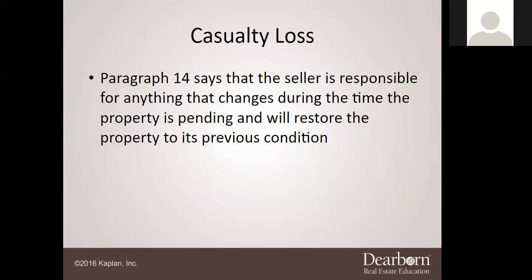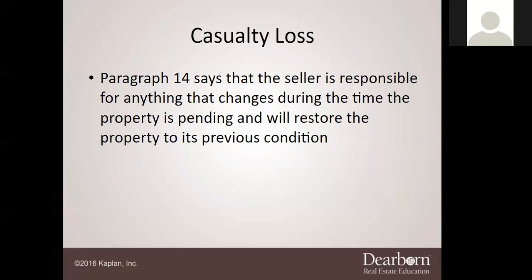Casualty loss. Paragraph 14 says that the seller is responsible for anything that changes during the time the property is pending and will restore the property to its previous condition. Extremely important here. This comes back to that insurance issue. Had Miss, what was her name again, Jane? Jane. Had Miss Jane not funded and the house got struck and burnt to the ground, the seller would have had to use their insurance to rebuild the house for her.